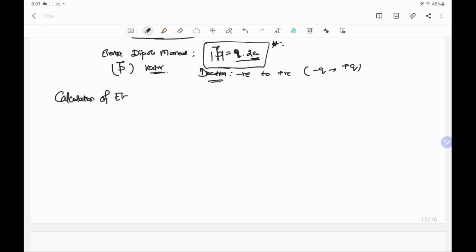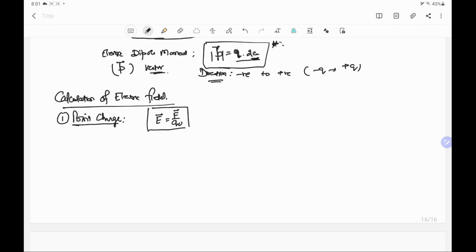Calculation of electric field. First, we will find the electric field due to the point charge. We have defined electric field as E equal to F over q naught. This is the general definition of the electric field, where charge q naught is very small or negligible.